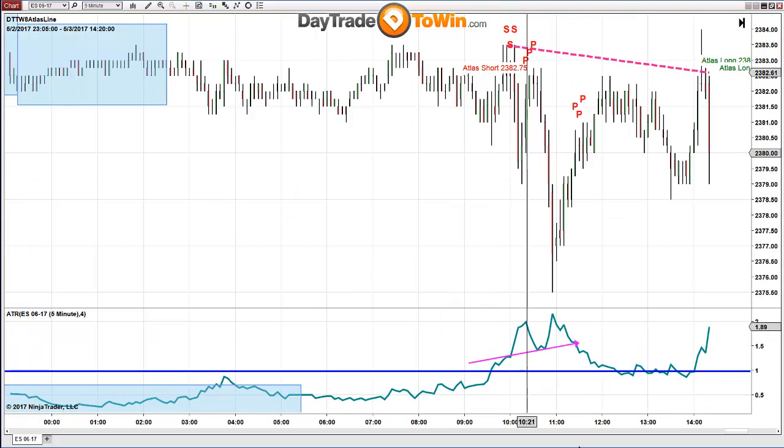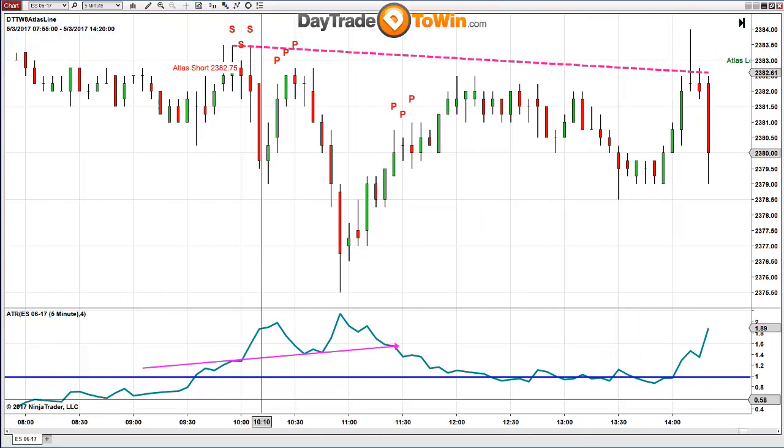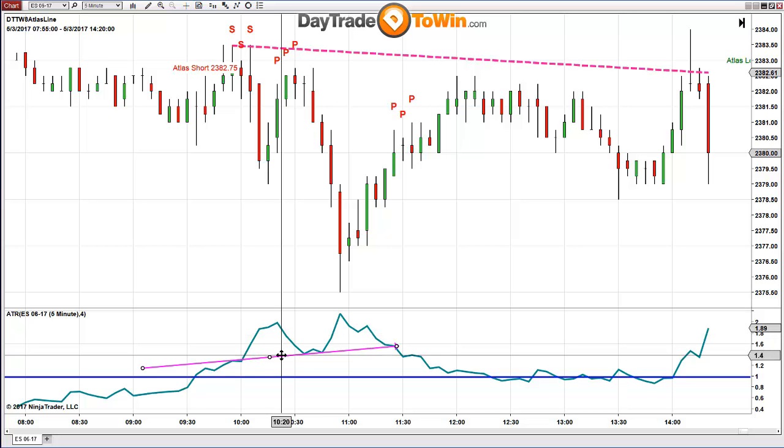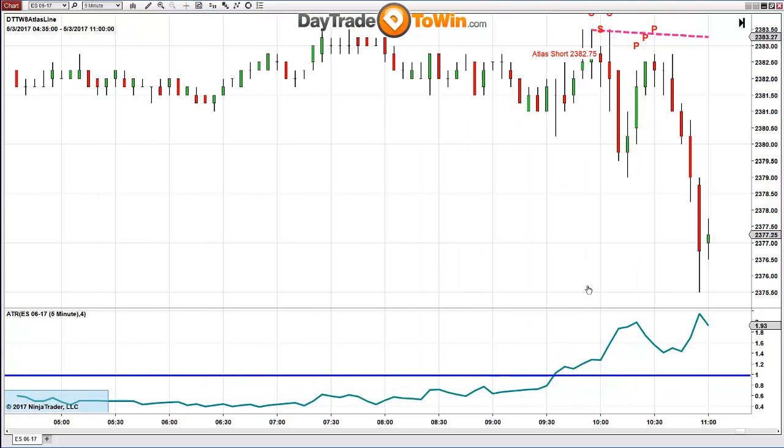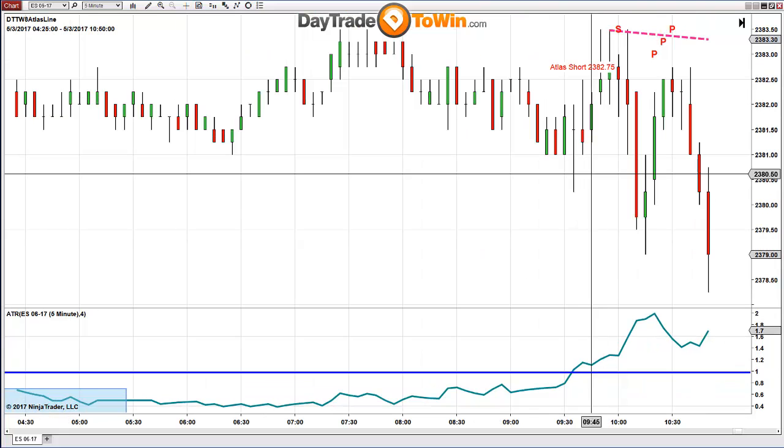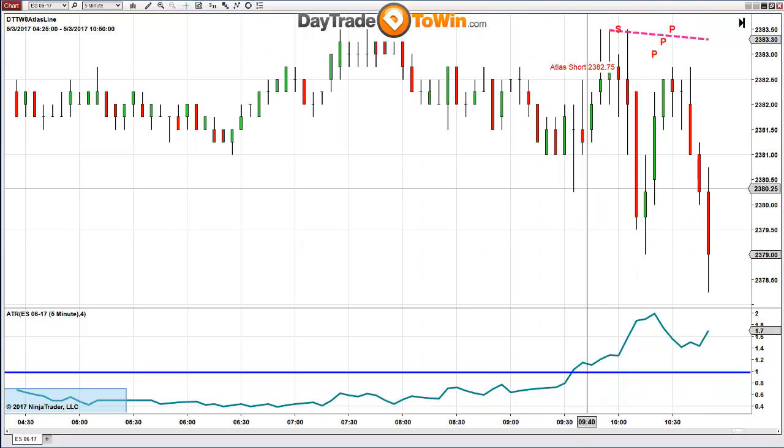So yesterday, the first trade of the day on the Atlas line was a short, as you can see here. Now this short, 23.8275, the one thing you have to focus on is whether or not there's any type of significant news event that's about to be released.